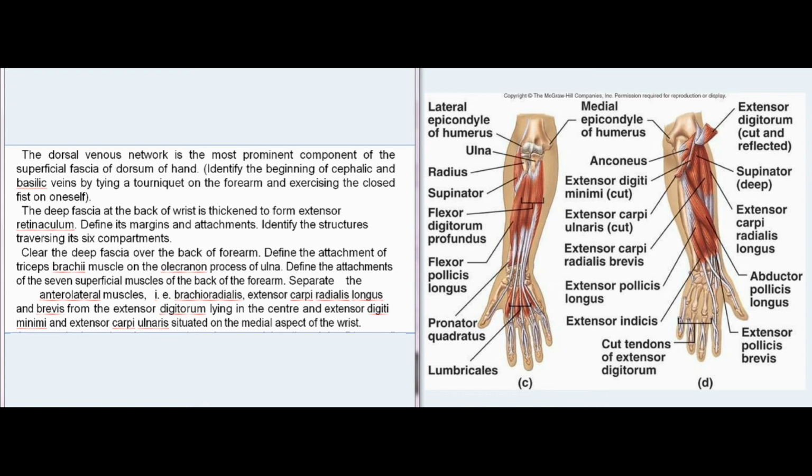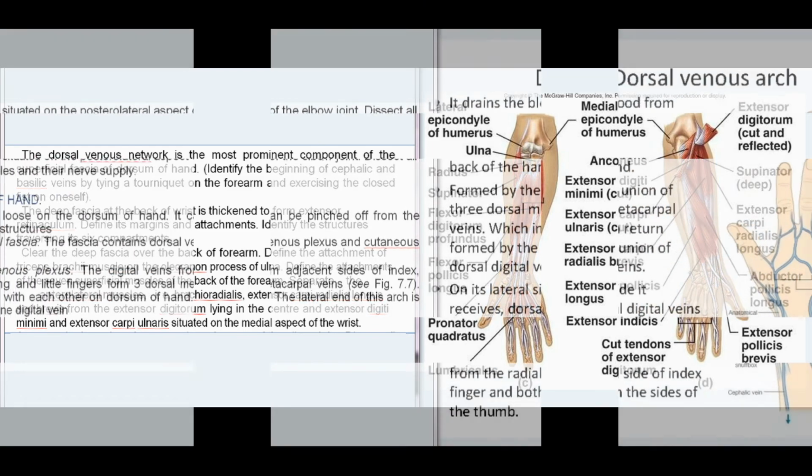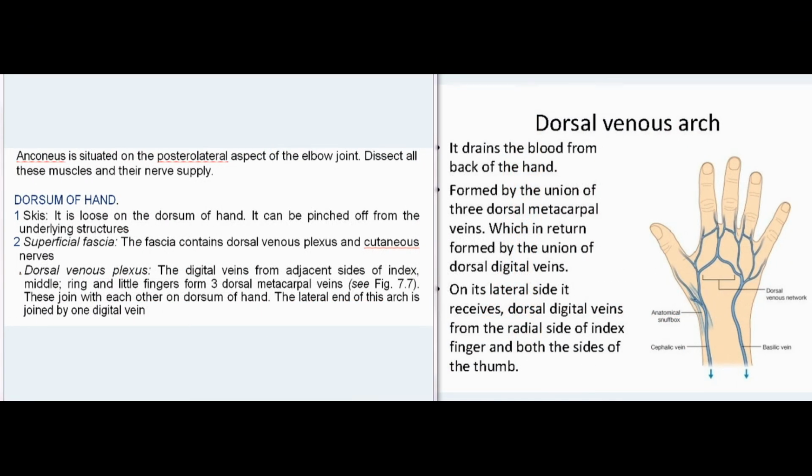Separate the anterolateral muscles, i.e. brachioradialis, extensor carpi radialis longus and brevis, from the extensor digitorum lying in the center, and extensor digiti minimi and extensor carpi ulnaris situated on the medial aspect of the wrist. Anconeus is situated on the posterolateral aspect of the elbow joint. Dissect all these muscles and their nerve supply.